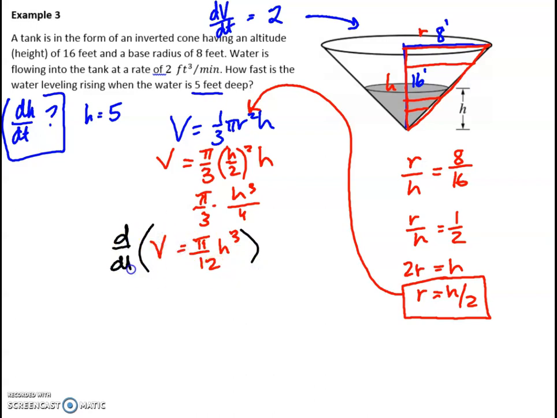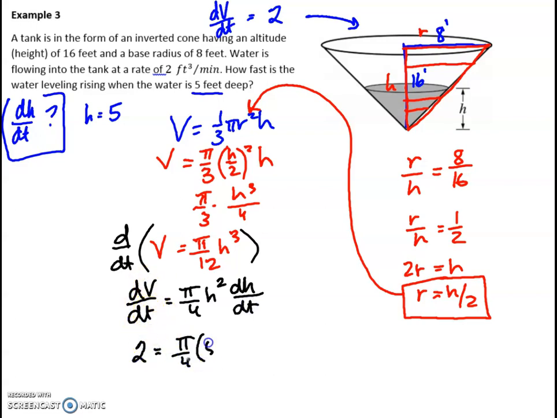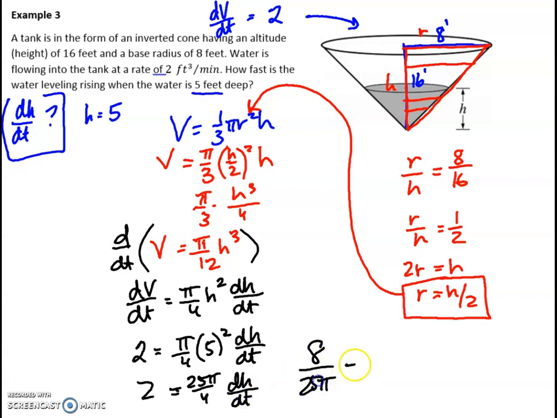So here I go. Take the derivative. dV/dt. I get, bring the 3 out front, that makes it pi over 4 h squared. Don't forget your dh/dt. Plug in what you know. The rate of change of volume is 2. I want it when the height is 5, and this is going to be 25. So I get 25 pi over 4. I'm going to multiply by the reciprocal of 25 pi over 4 and get 8 over 25 pi.